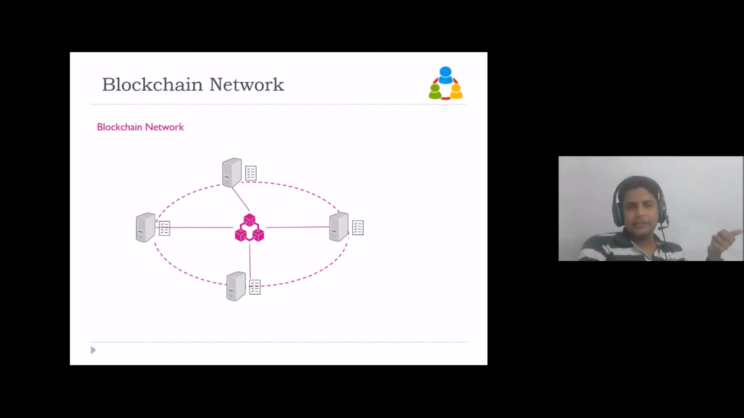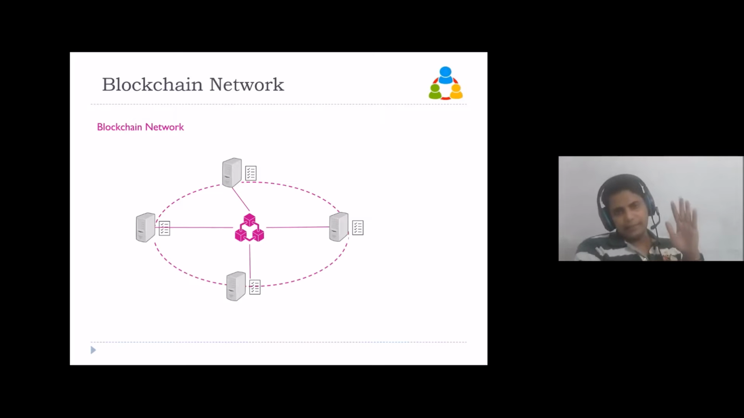While they interact with each other, each of their data will be updated simultaneously, almost immediately, through this network. So all the computers in this network are connected to each other, and they will all have the same set of data. That is the primary feature of a blockchain network. So it essentially means a network of computers.